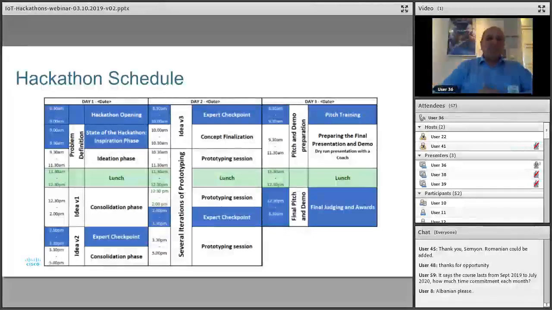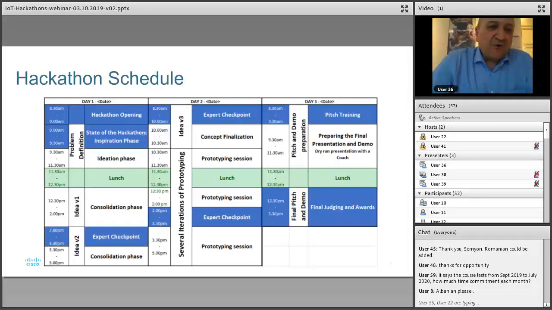Here is an example of how we organize a hackathon during the 3 days. So you see there are 3 days mentioned in this full hackathon. It begins with an opening, an inspiration phase, because the students do not know the theme, they do not know the topic, they do not know the problems. Someone has to inspire them.